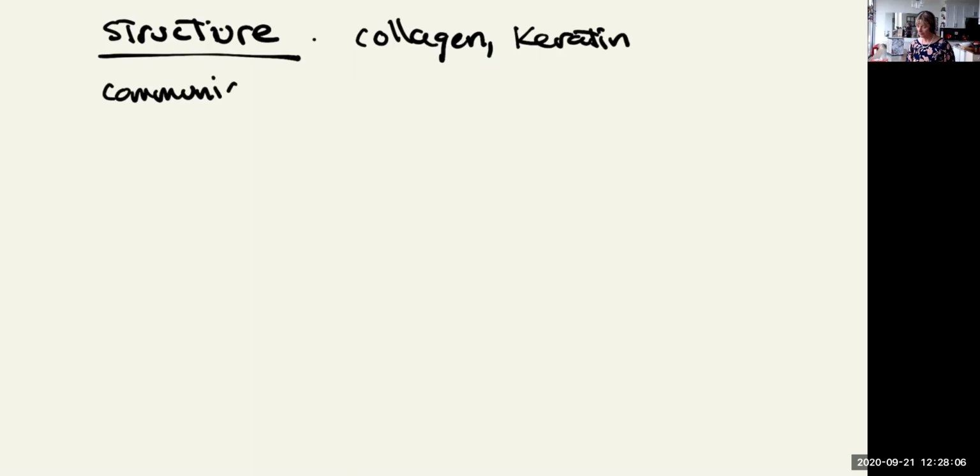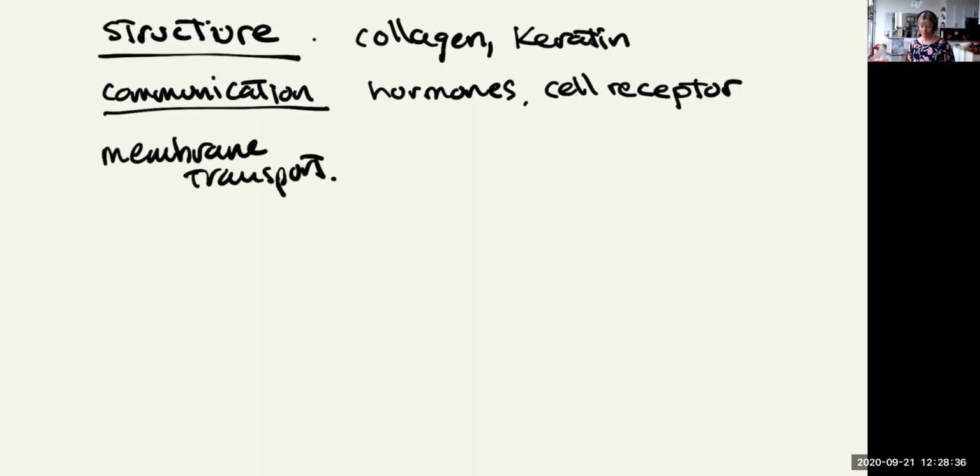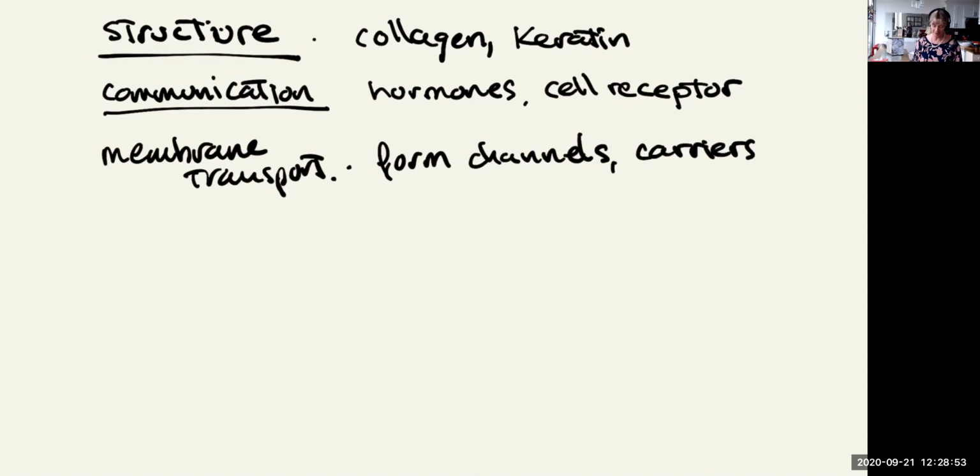Communication is also a function of proteins. So hormones, for example, some hormones are proteins, some hormones are not. Some hormones are lipids or steroids. Also, cell receptors are receptive to signals. That makes them a communication molecule. Membrane transport is another function. So proteins form channels, for example. And proteins, as we saw in the lipoproteins, can also be carriers through the blood of lipids.